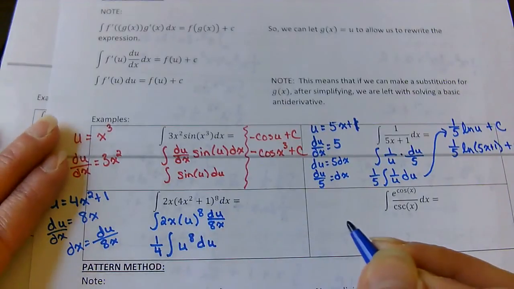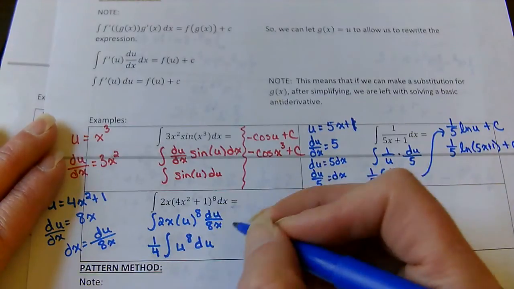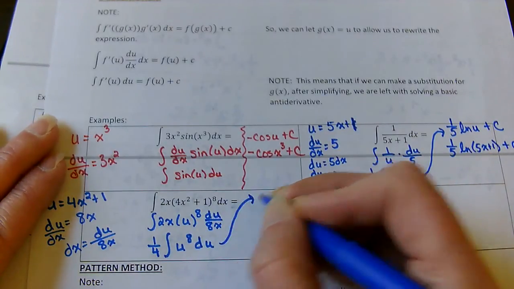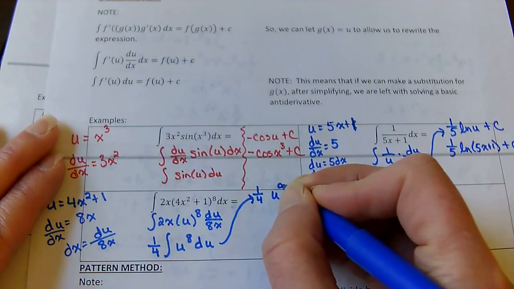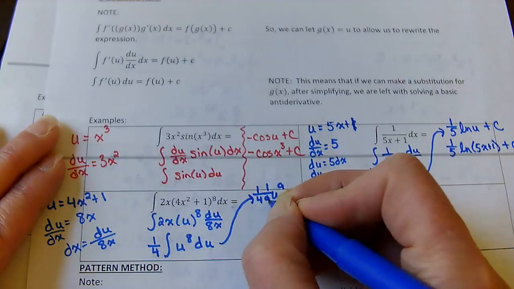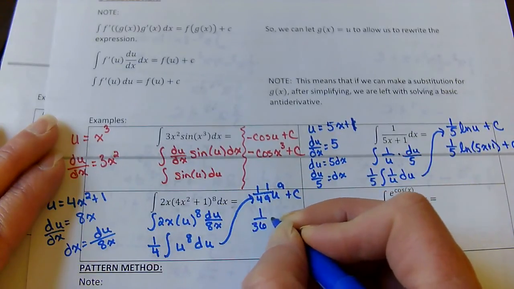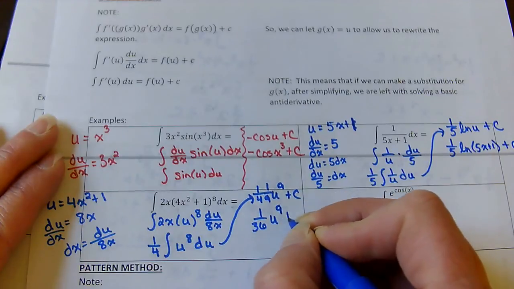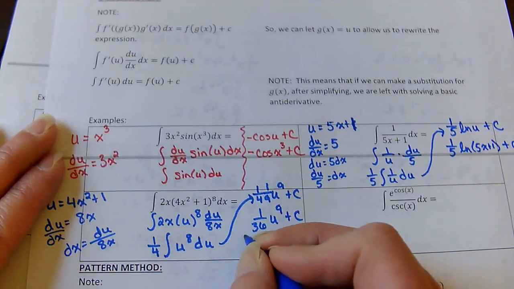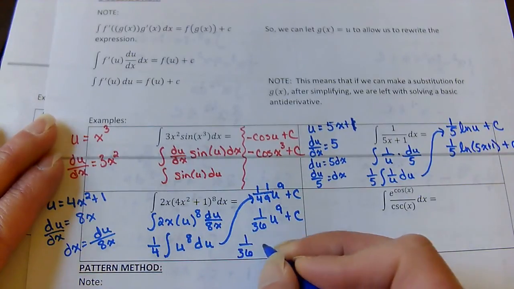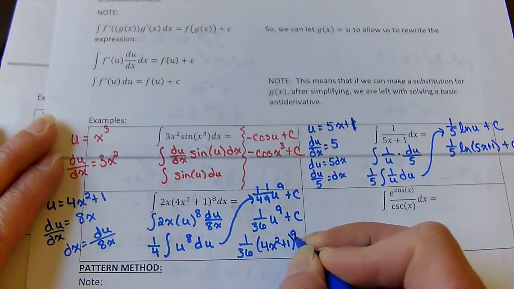Do I know how to take the antiderivative of u to the 8th? Sure, anti-power rule. Now I still have that 1/4 on the outside. I'm going to add 1 to my exponent and then divide by the new exponent. So that's going to be 1/36 u to the 9th plus c. Well, what did u start off being? It is 4x squared plus 1 to the 9th power.